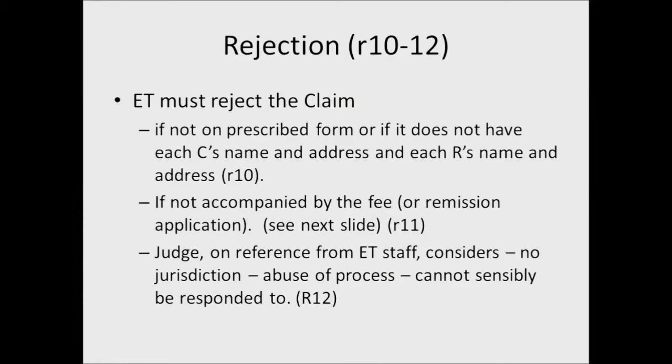I want to look at the rules relating to rejection of claims. These are in Rule 10 through to 12. The Employment Tribunal must reject the claim if it's not on the prescribed form or if it doesn't have each claimant's name and address and each respondent's name and address. That's Rule 10.